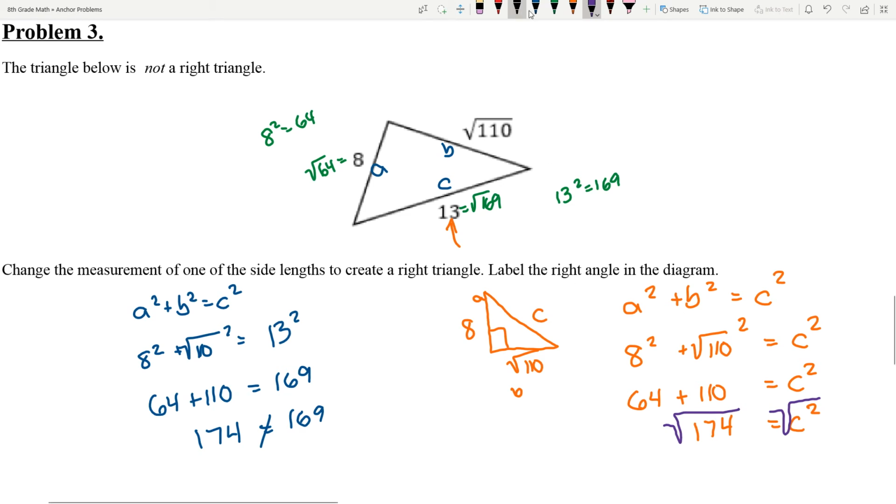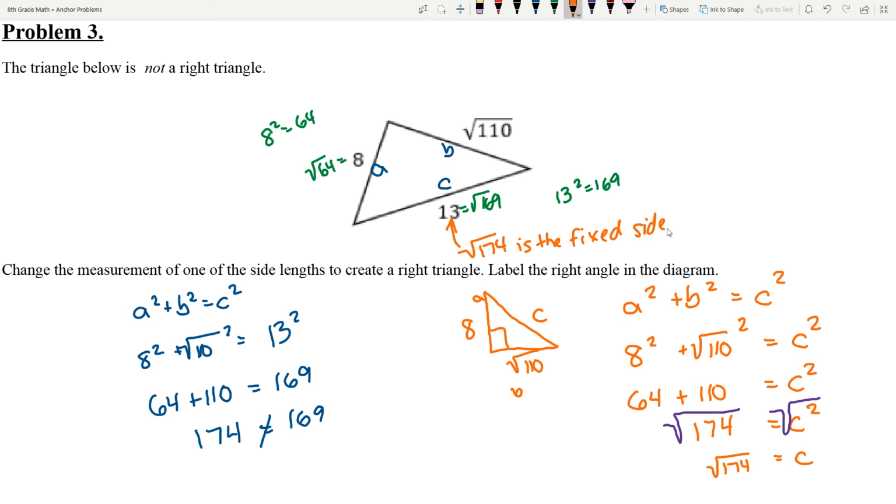And so when you do that, you actually just end up with the square root of 174 equals C. And that's all we need to write for our answer, is that the square root of 174 is C. So we're going to relabel this as the square root of 174 is the fixed side.